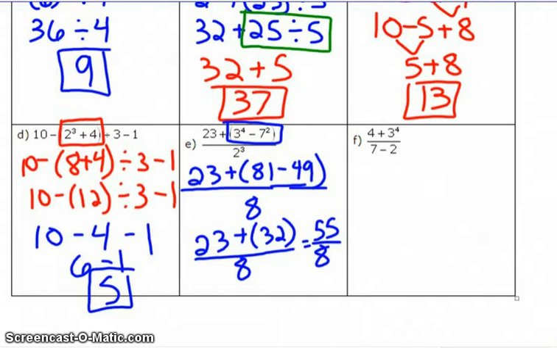Check to see if you can simplify your fraction, which you can't. So you leave it in fraction form. Simplified should not have decimals in it. So I leave it as 55 over 8. The last example in this set.